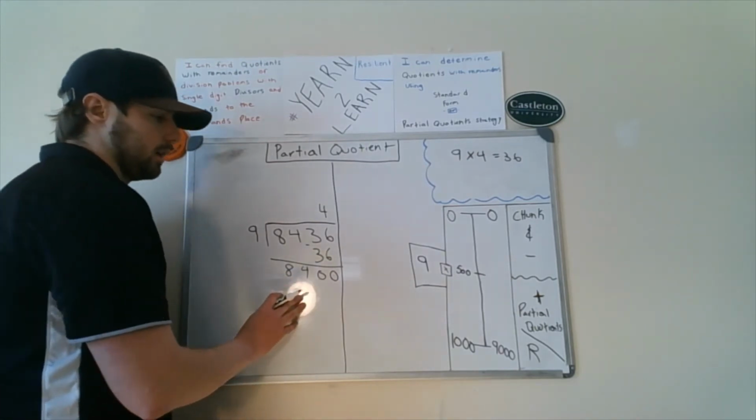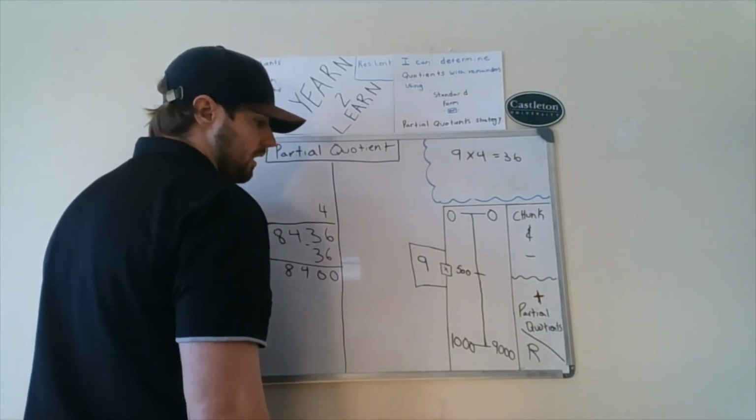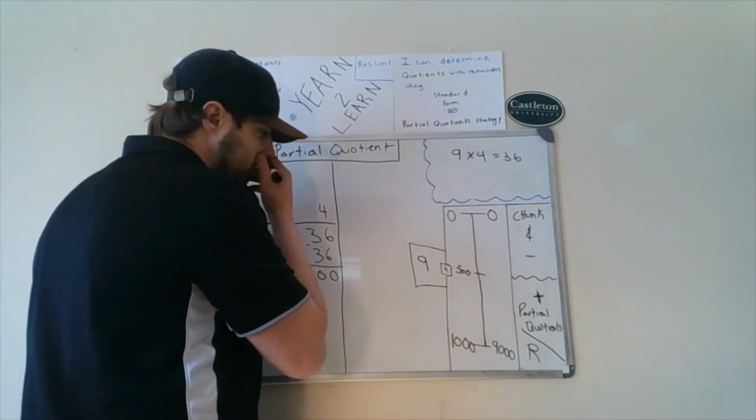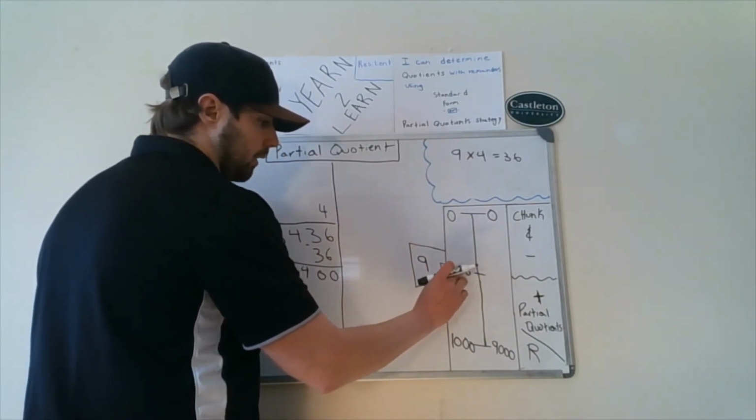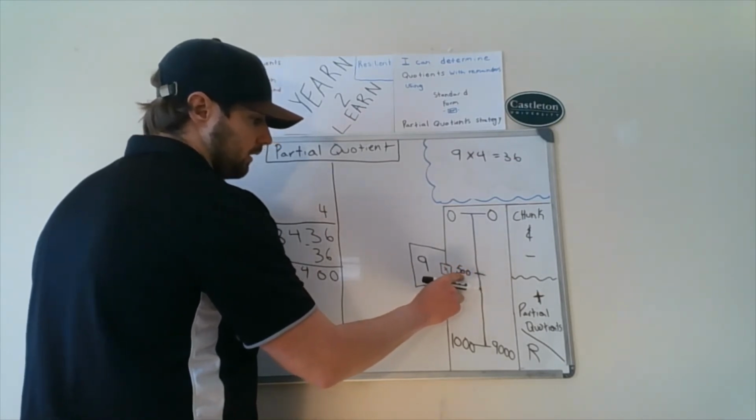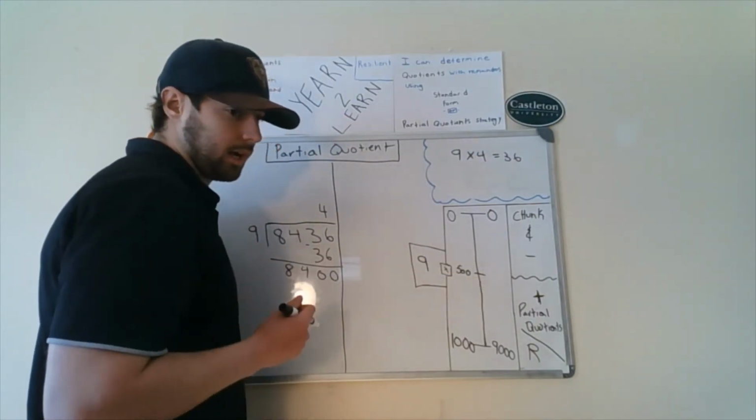It's not going to work. So I want to chunk out something that maybe is a little less. I want to work with numbers that are friendly. So I move to my halfway point. Okay. I know I'm working with 500. It's still groups of 100. So I can multiply 9 times 5, which is what, guys?